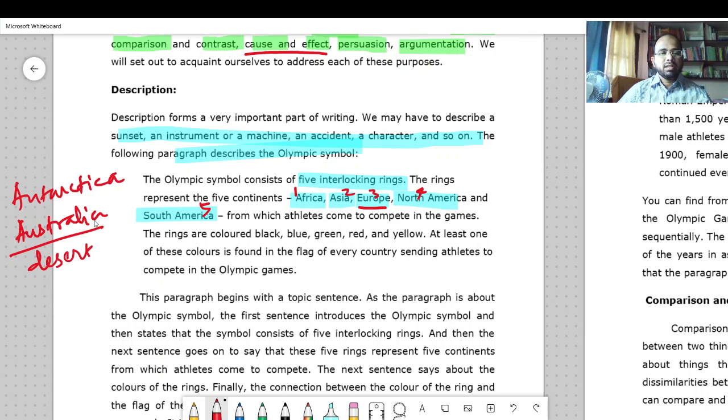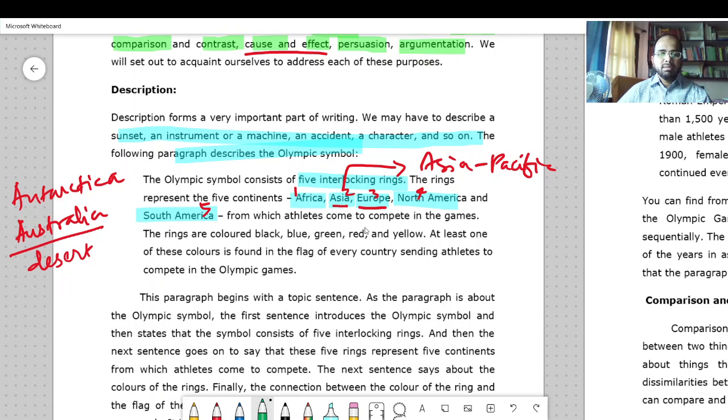Australia and New Zealand are still a continent, but they come under the Asia Pacific. So you define a new thing such as the Asia Pacific. You consider Australia and New Zealand, and even Tasmania, a small island that is very famous for tourism.